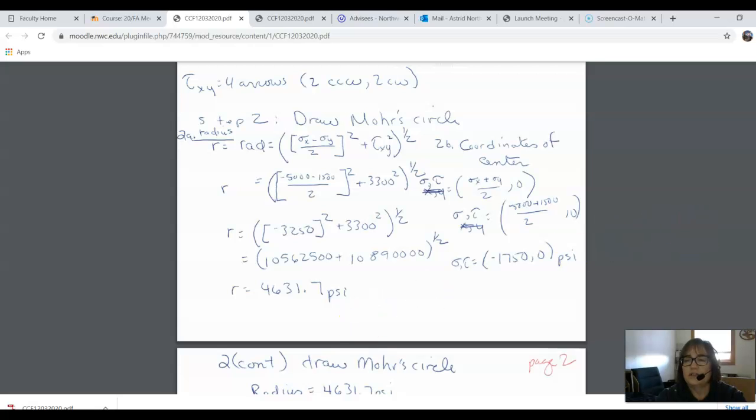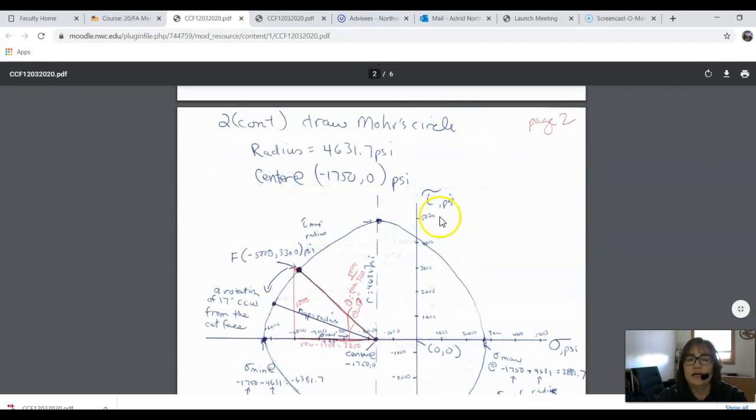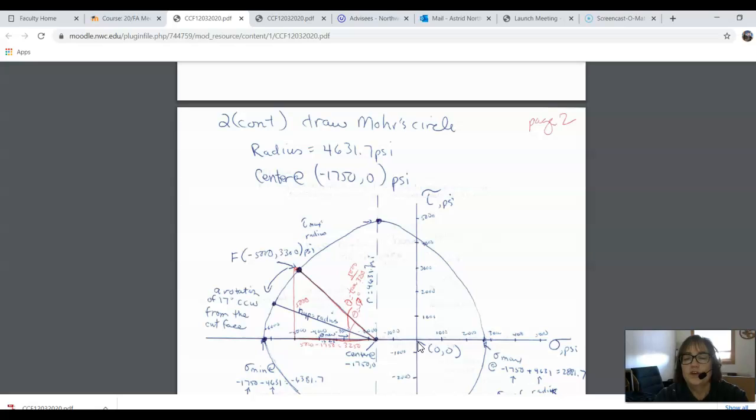So now I have enough data to draw a circle, because I know where the center is and I know what the radius is. All right, so moving down, I construct a circle. This is my sigma equals 0 axis. In other words, this is the origin of my coordinate system. This axis is sigma, it is not x. This axis is tau, it is not y. So the center at sigma equals 0, tau equals 0 is right here. Oh, I'm sorry, that's not my center, that's the origin of the coordinate system. My center is over here, I found that above, where I have a coordinate of negative 1750, 0. So that's the center of my circle.